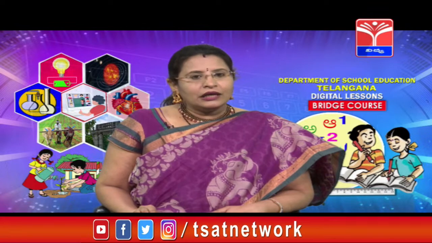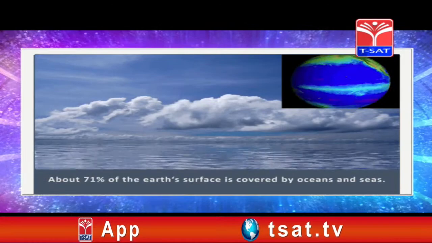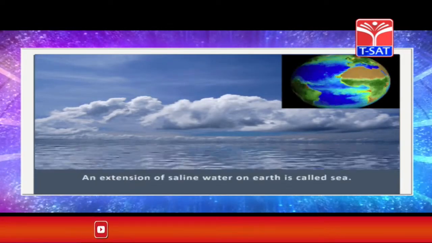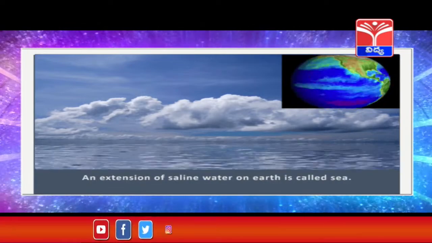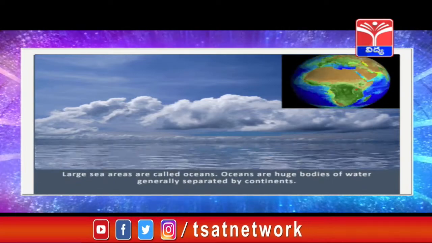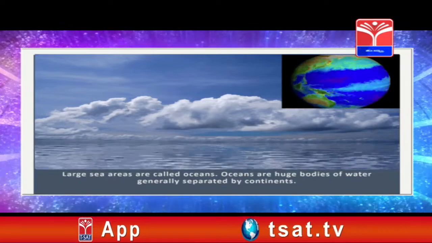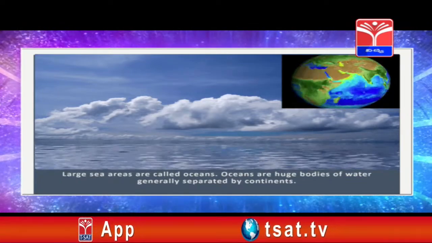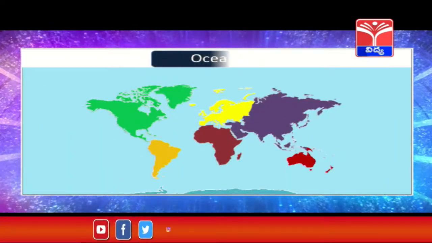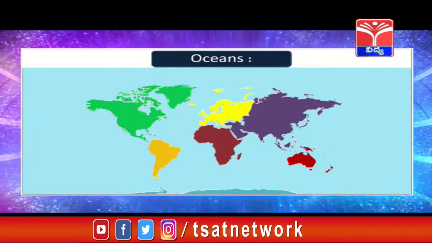As you all know children, the earth is known as a watery planet. About 71% of the earth's surface is covered by oceans and seas. An extension of saline water on earth is called a sea, and the large sea areas are called oceans. Oceans are huge bodies of water generally separated by continents.